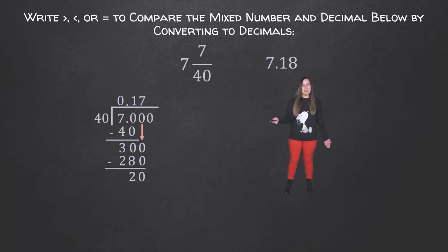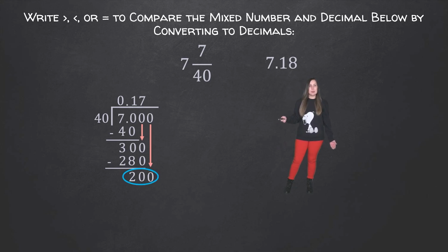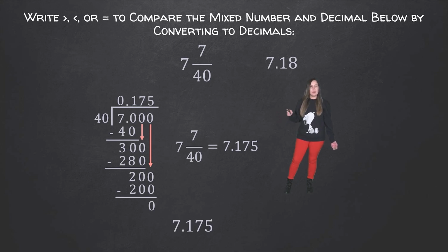Now we're going to add another 0. Make sure we bring it down, and then ask ourselves, how many times does 40 go into 200? Well, that would be 5 times because 40 times 5 is equal to 200. So when we subtract now, we don't get a remainder. And 7/40 is equal to 175 thousandths, which means that 7 and 7/40 is equal to 7 and 175 thousandths. So we're going to write that down there.